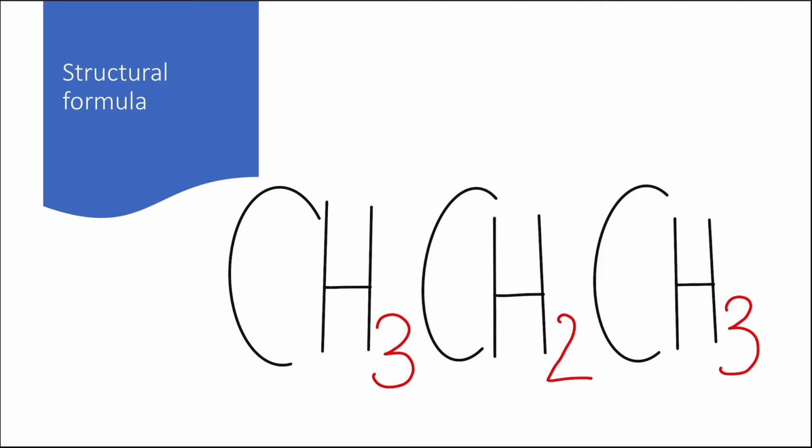Next, we have the structural formula. This shows how the atoms are bonded to each other. In this example, you can see that the CH3 is bonded to a CH2, and that is bonded to another CH3.